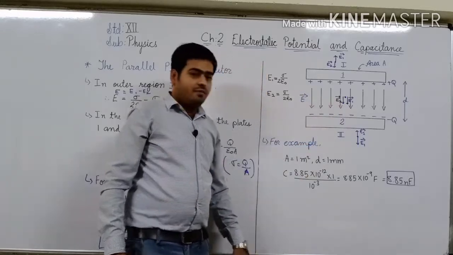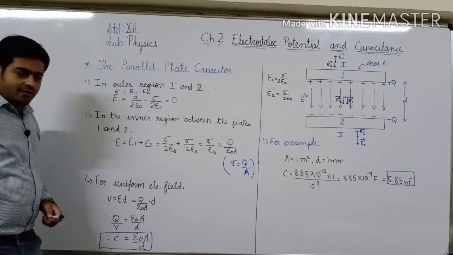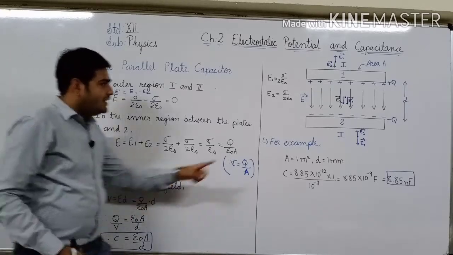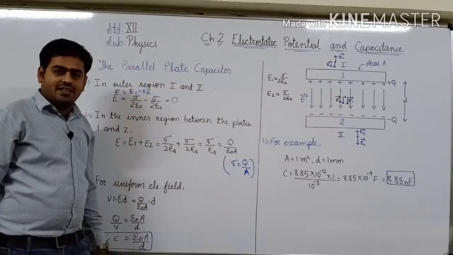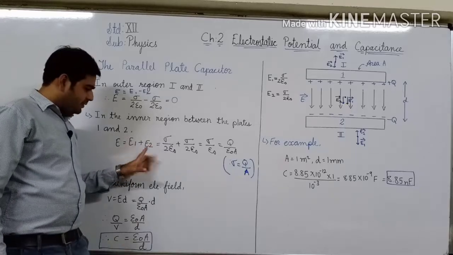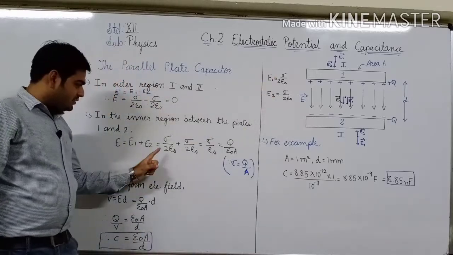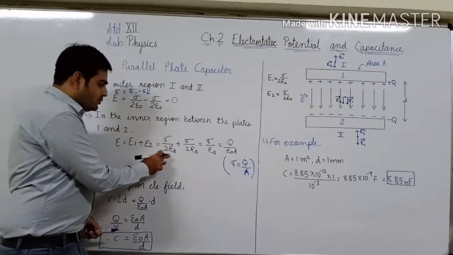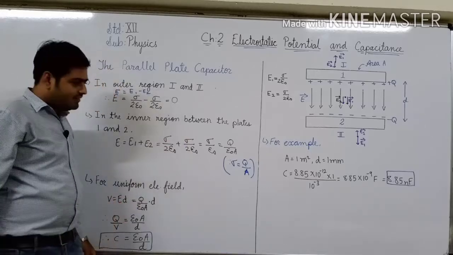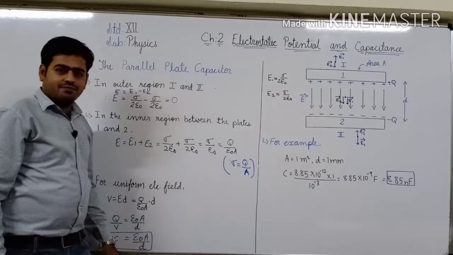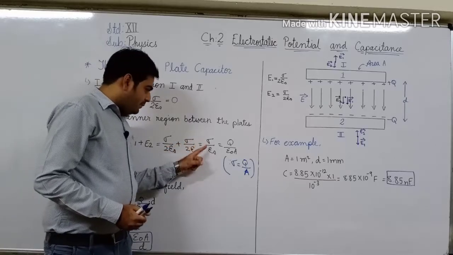Therefore the net electric field in the region between plates 1 and 2 is E1 plus E2, because both the electric fields are now in the same direction. When two vectors are in the same direction, scalar addition is possible, E1 plus E2. What is E1? Sigma upon 2 epsilon naught. And E2? Sigma upon 2 epsilon naught. So sigma upon 2 epsilon naught plus sigma upon 2 epsilon naught is 2 sigma upon 2 epsilon naught. The 2 gets cancelled, and it is written as sigma upon epsilon naught. What is sigma? That is surface charge density.